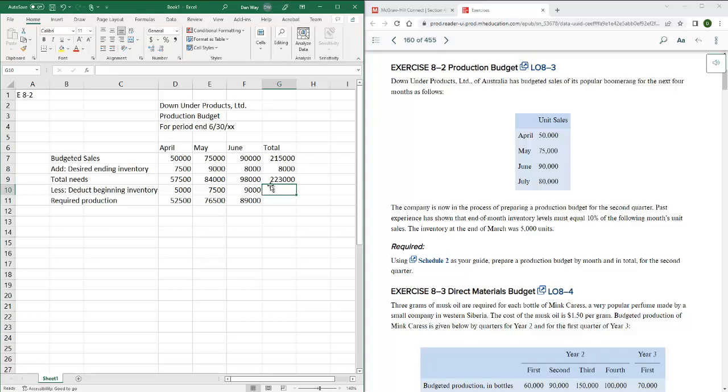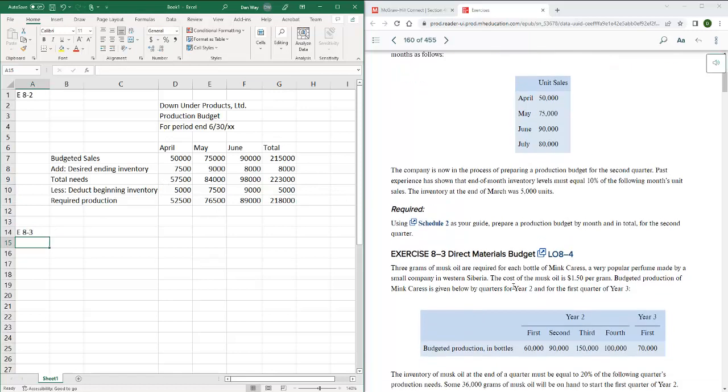Beginning inventory, same thing. We don't want to sum it across. The beginning of the quarter, running April through June, is the beginning of April. So we're just pulling that one forward. Let me just highlight those both for a second. April 1st is the same point in time here. So 5,000. And then there we go. Total needs minus beginning inventory, and there's our required production for the quarter as a whole, 218,000.